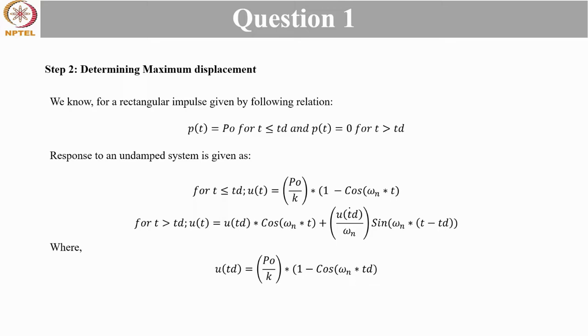And we know u of td is nothing but substituting t equal to td in the first equation, that is for t less than or equal to td. Now, how to solve this question? For this, we will require the assistance of MATLAB coding. So in MATLAB, we'll first feed in all the initial values that are given in the question. Then we will set a time range, calculate the response, plot the response, and from the response we will determine the maximum displacement.